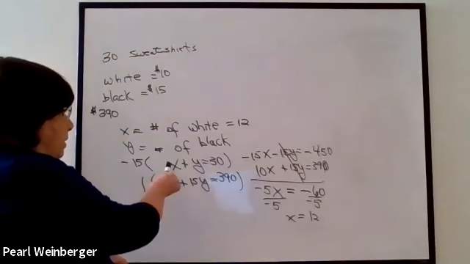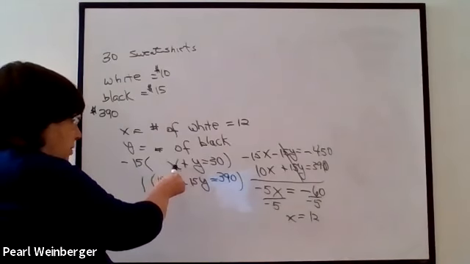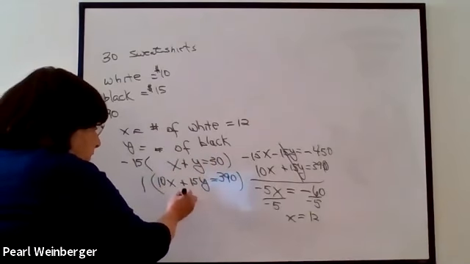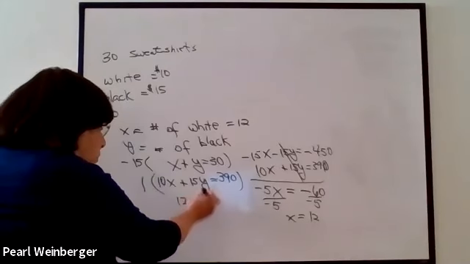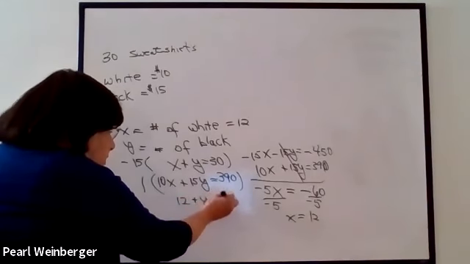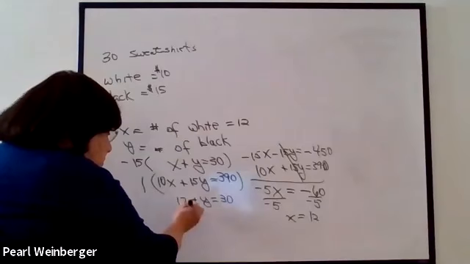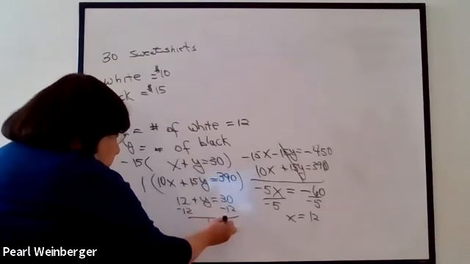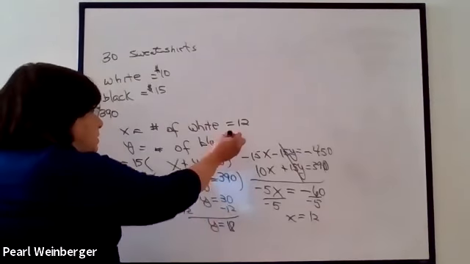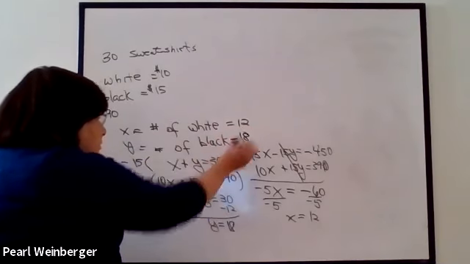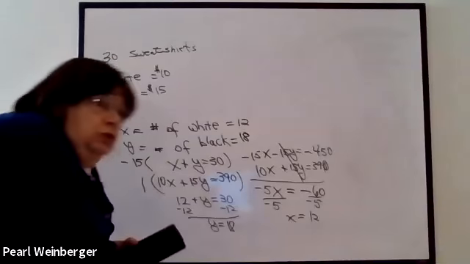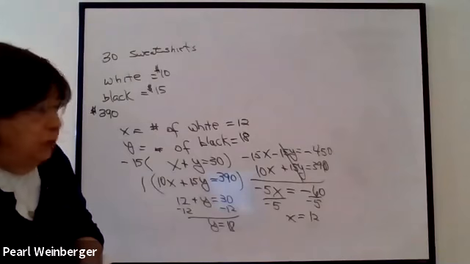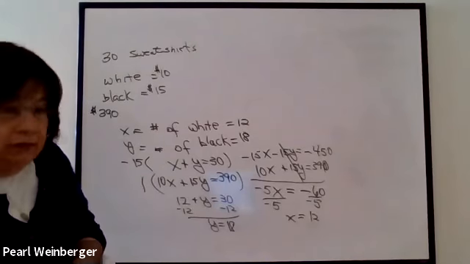To figure out how many black sweatshirts he sold, I'm going to go to this original equation. In place of x, I'm putting 12. 12 plus y equals 30. And that gives me y equals 18, which means he sold 18 black sweatshirts. Again, we had two different types of things, so it was set up using a system of equations.